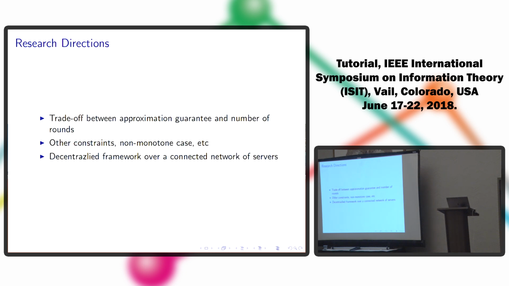Okay? So a natural question is: what is the trade-off between the number of rounds that you have to make and the approximation guarantee? Here it was a 2-round distributed algorithm. You can actually make more rounds and then get better approximation guarantees. Can you have algorithms that work with other types of constraints, non-monotone? Can you have a decentralized framework, a network of competing units, not only this slave-master framework?